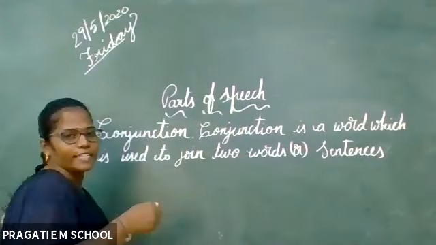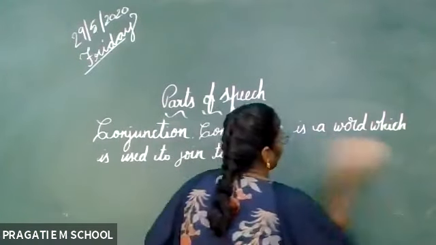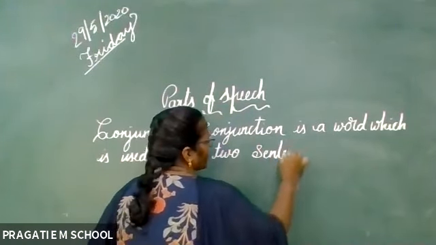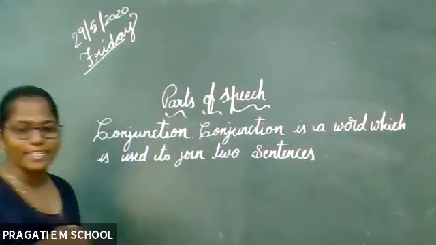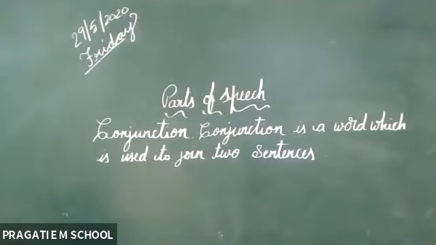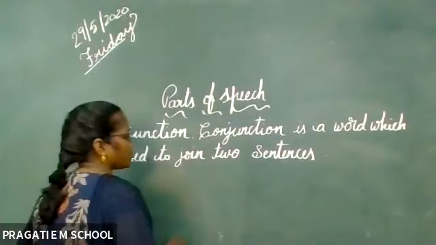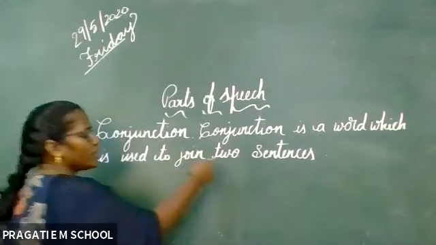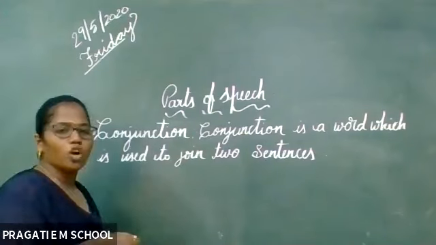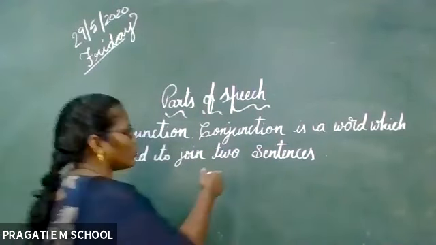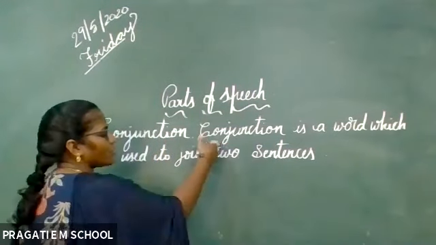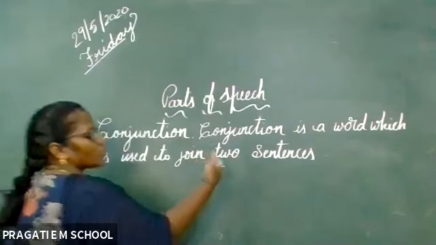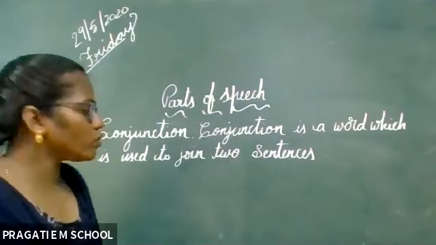Or you can simply remember that conjunction is a word which is used to join two sentences. Write down the definition. Conjunction is a word which is used to join two or more sentences. We can also write two sentences or two or more sentences.